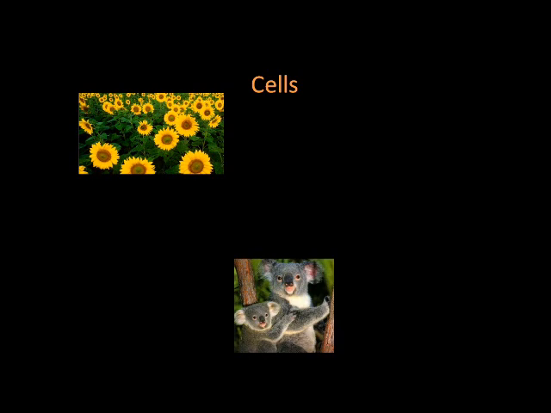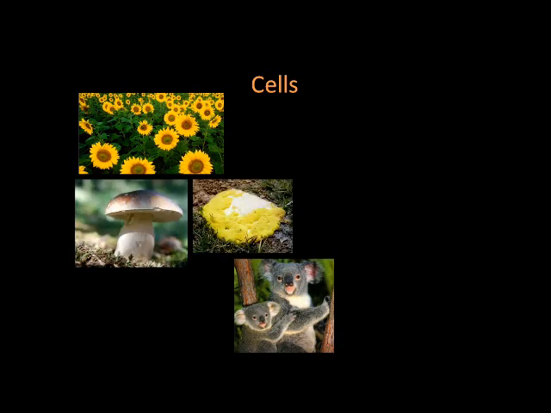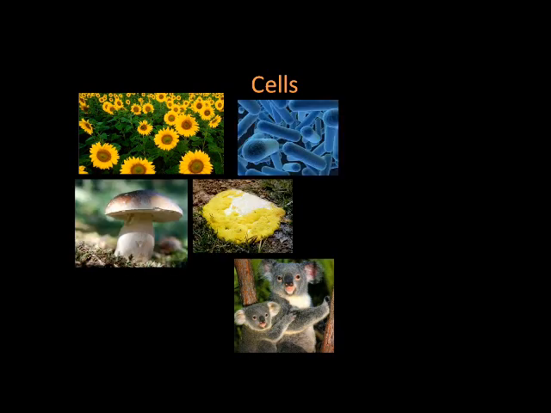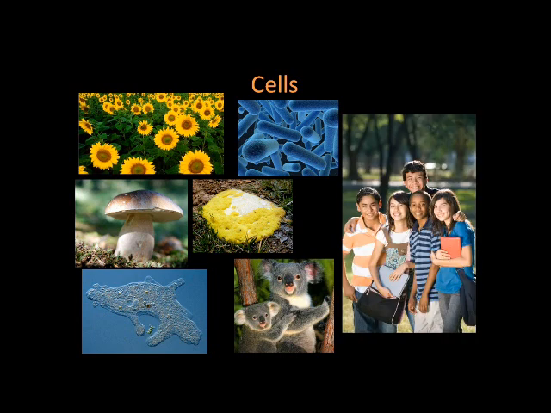This lesson is about cells. We have learned that all living things are made of cells. Plants, animals, fungi, slime, bacteria, amoeba, even you. All are made of cells. In fact, cells are the building blocks of life. That's because all living things are made of cells. A cell is the smallest thing that can still be called alive.